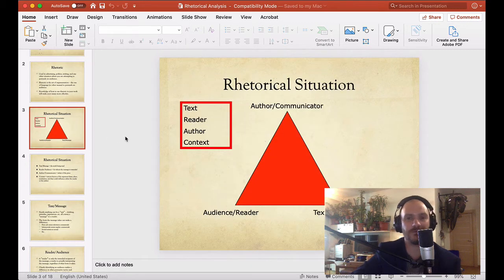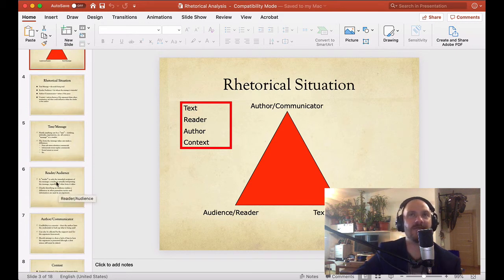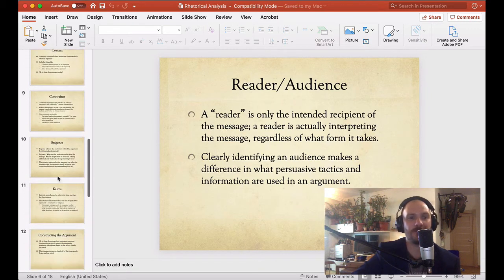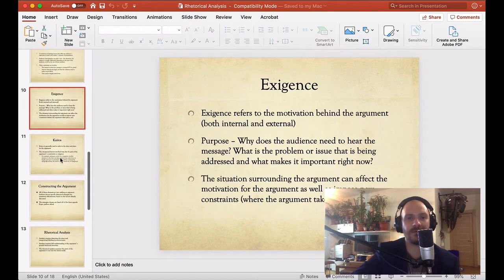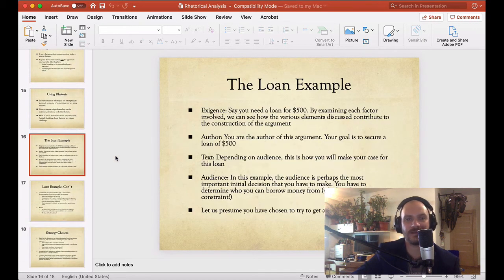Again, hopefully you've done your reading, but there are a lot of different concepts of the rhetorical situation: the author, the text, the context, the reader. All of these things will inform how we perceive the message and how the message is created, okay? So I'll let you go through these and look at these. Let's look at this loan example here. And so another great example here would be if you want to get a loan.